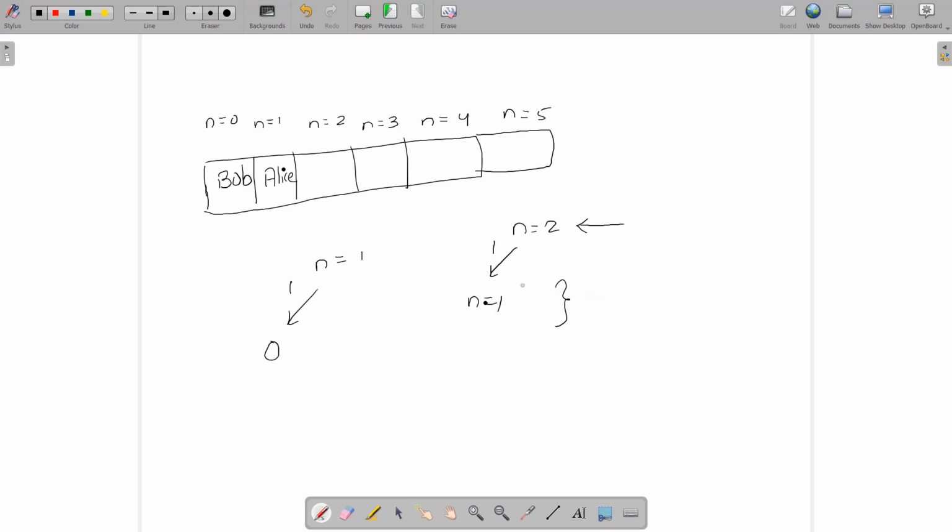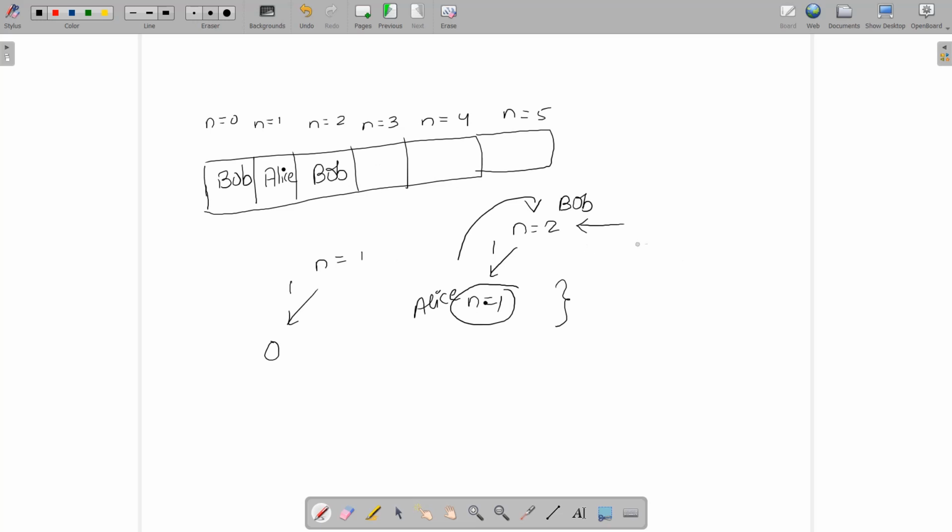There doesn't exist any n for which Bob will win the game. That is, for n equal to 1, Alice will win the game. So if Alice will win the game for n equal to 1, then for n equal to 2 Bob will win the game. So we are going to write Bob.